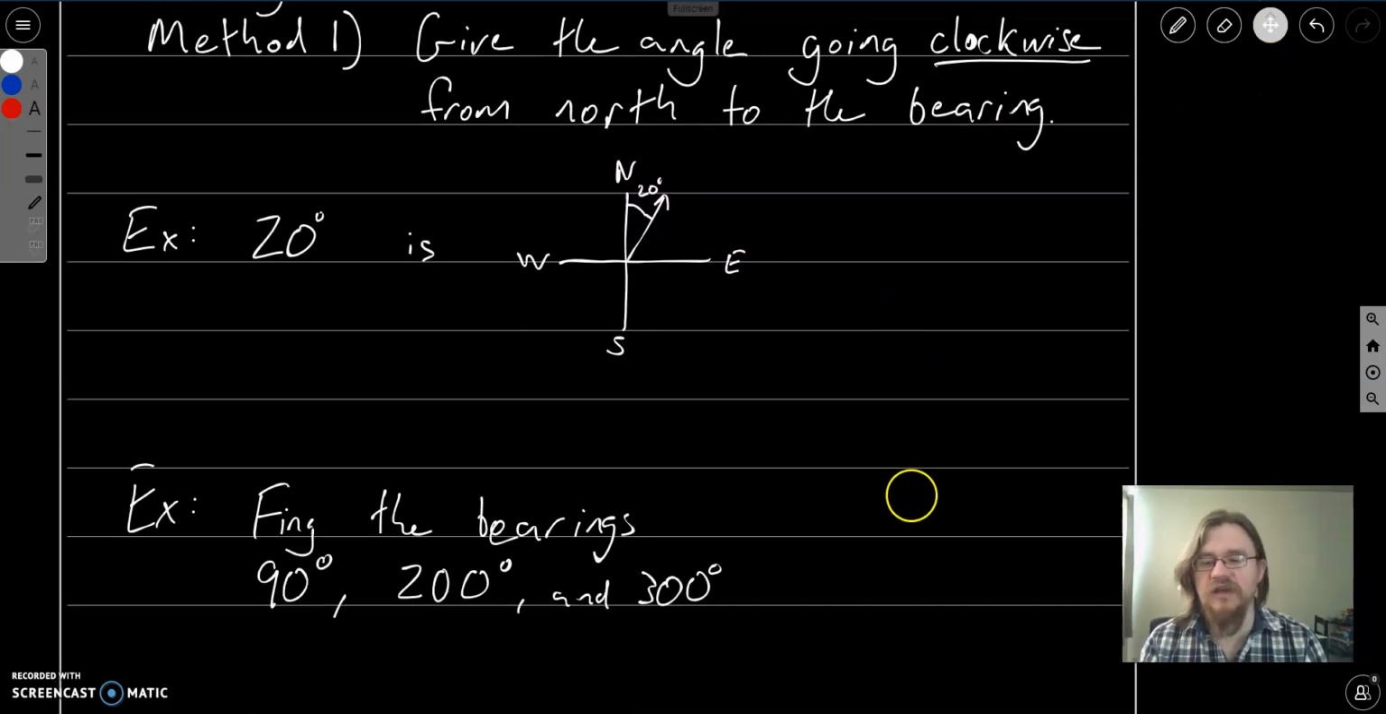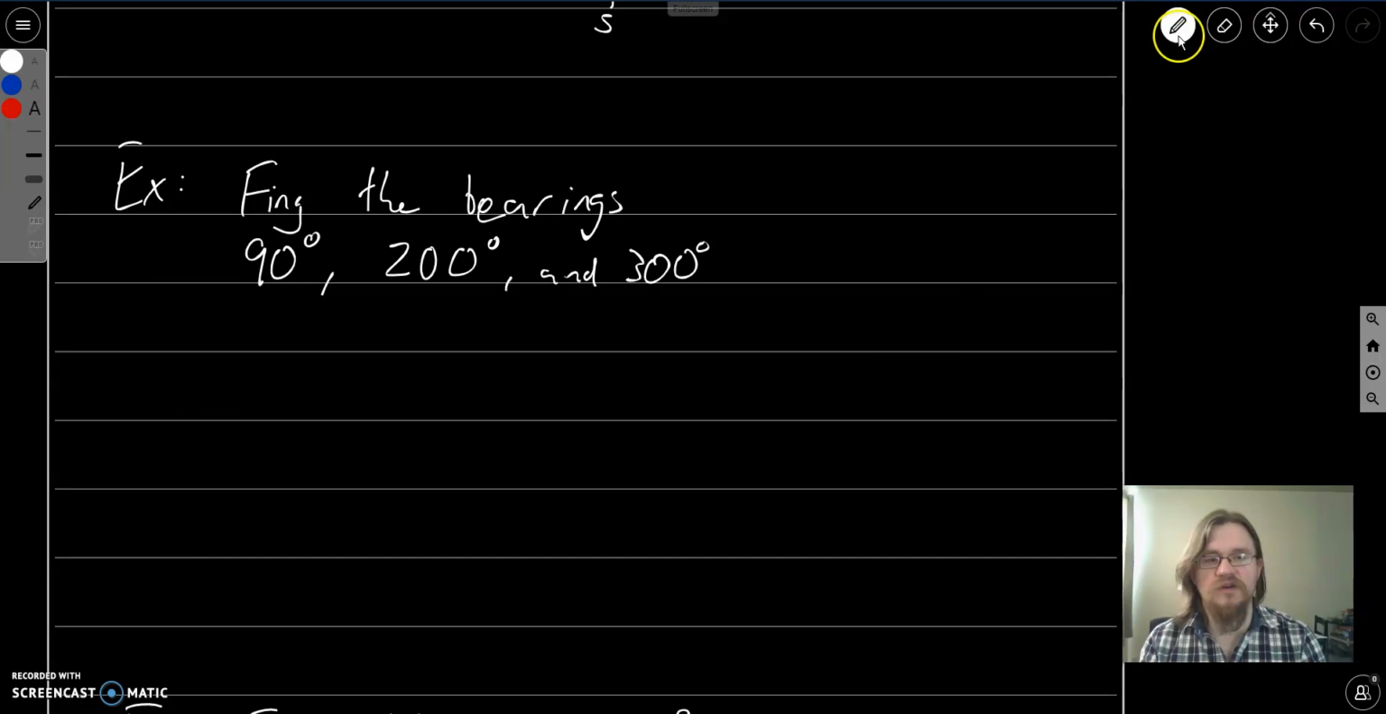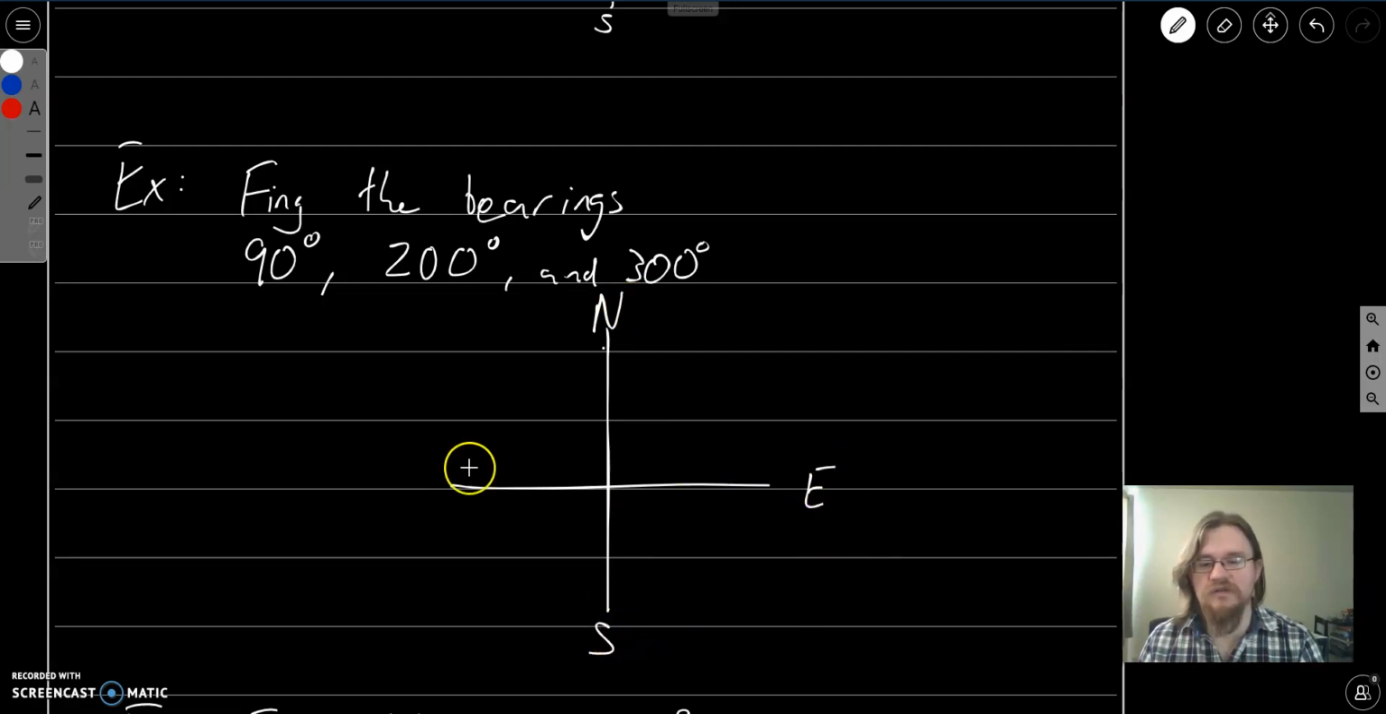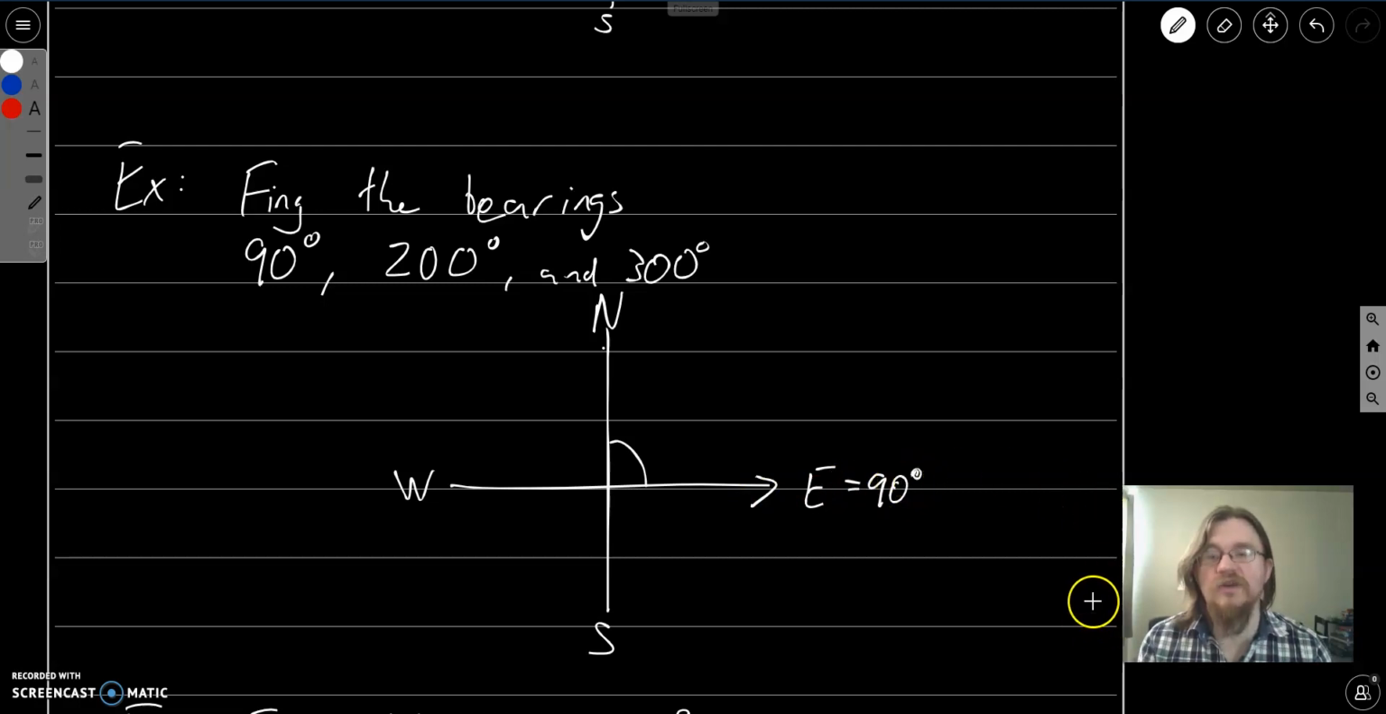Let's do some more examples. 90, 200, and 300. Let's draw a nice big one. North and south, and then east and west. So find the bearings. 90 degrees. Well, 90 degrees is going to be a right angle. So if we go 90 degrees clockwise, we are going to hit directly east. So east is going to be the bearing that is 90 degrees. So again, if we start at north and go 90 degrees clockwise, we hit east.